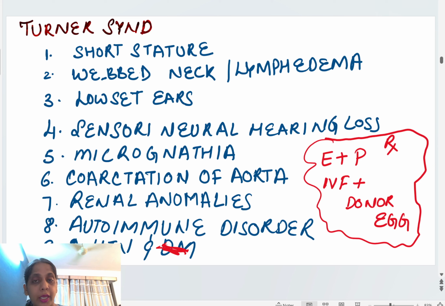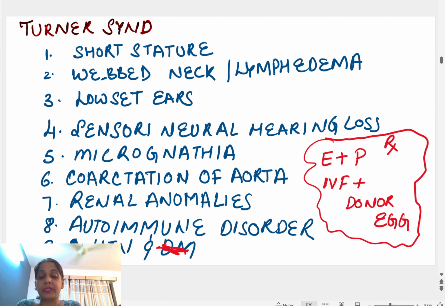Okay, number one is short stature, number two is webbed neck due to lymphedema, the low set ears, the sensorineural hearing loss, and the micrognathia means the jawline is very small. The heart anomaly which we usually see in Turner syndrome is coarctation of aorta, and we also get renal anomalies. Other than that, we get autoimmune disorder, and all these patients also suffer from high blood pressure.